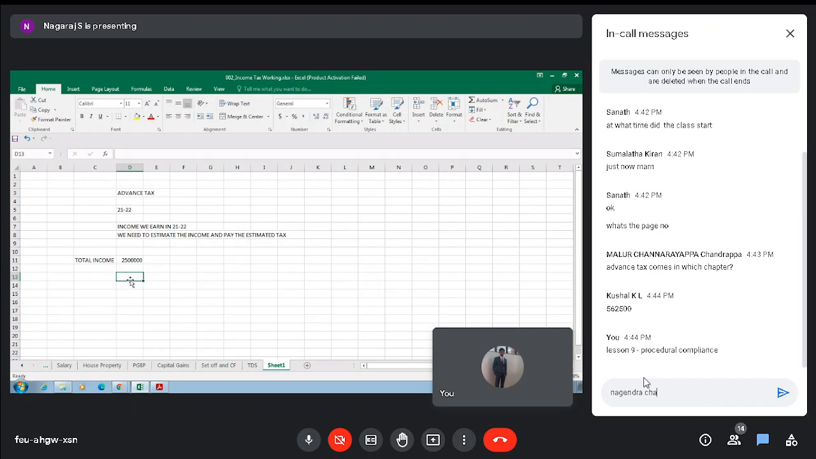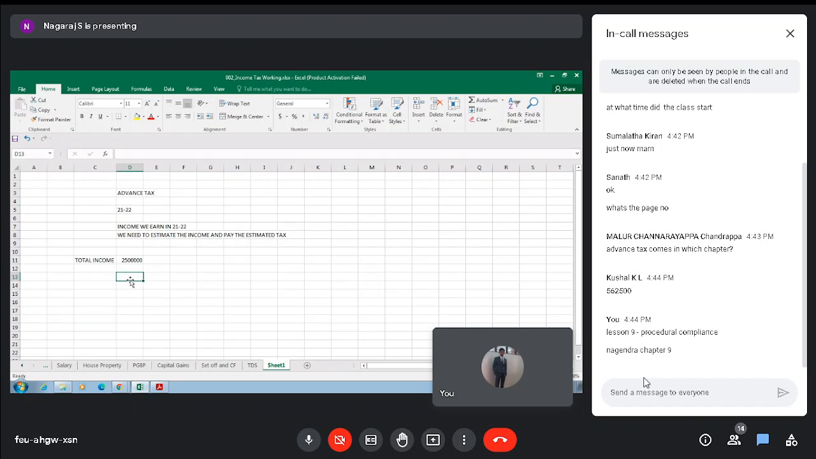How? For the first 2.5 lakh, nothing. Then 12,500 for the next slab up to 5 lakh. Then 1 lakh for the next slab, and 4 lakh 50,000. Total comes to 5,62,500. This you have to pay to the government.